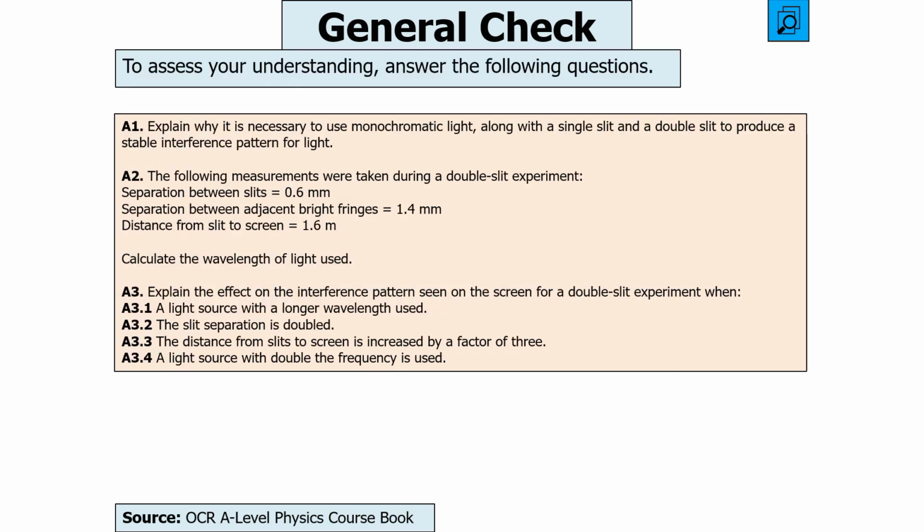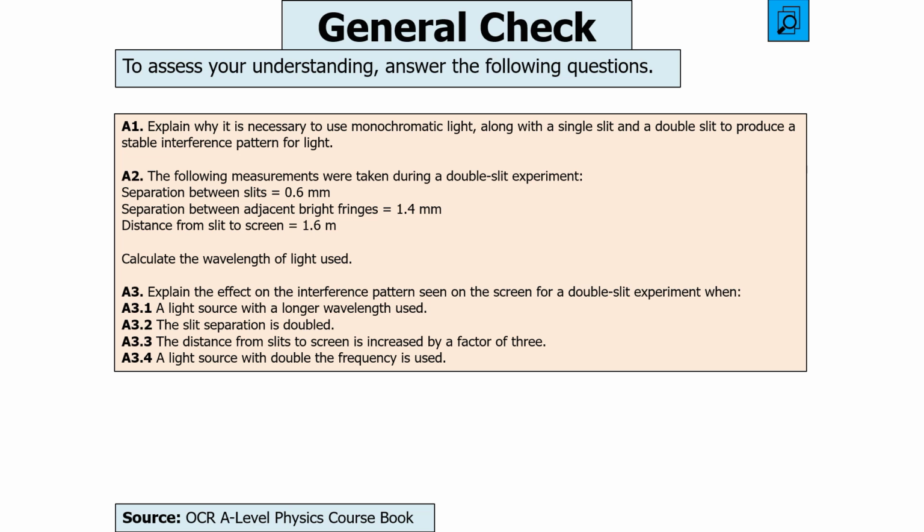The next question says, explain why it's necessary to use monochromatic light along with a single slit and a double slit to produce a stable interference pattern for light. Then the next question says, the following measurements were taken during a double slit experiment. The separation between the slits is 0.6 millimeters. The separation between adjacent bright fringes is 1.4 millimeters. The distance from slit to screen is 1.6 meters. And from this, calculate the wavelength of the light used.